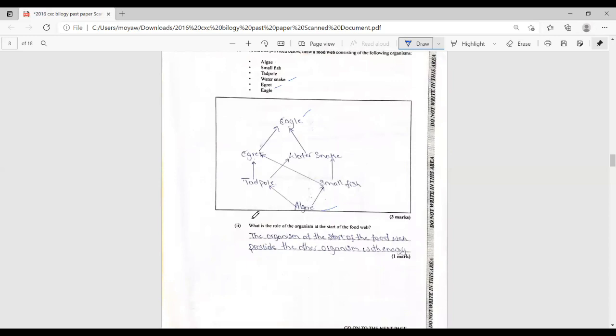So the next thing, what is the role of the organism at the start of the food web, which is the producers? So the organism at the start of the food web provides the other organisms with energy, so that's their role.